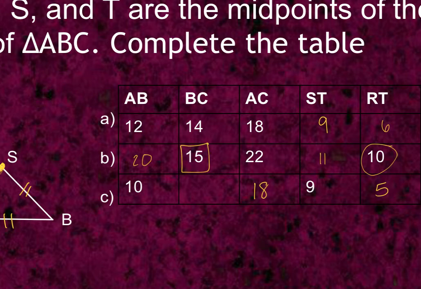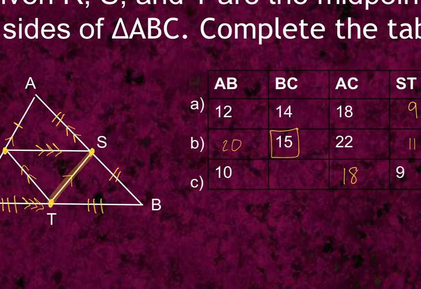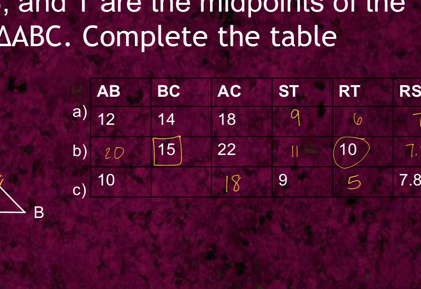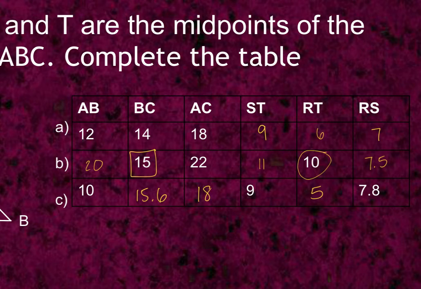RS. If RS is 7.8, what do we know? BC is 2 times RS, so we just multiply that by 2. 7.8 times 2 is 15.6 for BC. Are we starting to understand it now in terms of mid-segments and their sides? The key here, guys, is just to figure out which side is parallel to the mid-segment, and then those two have a relationship.